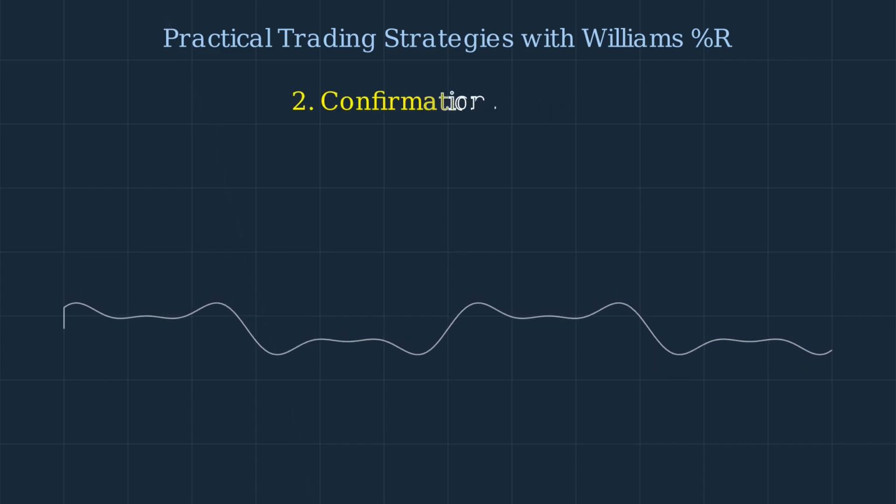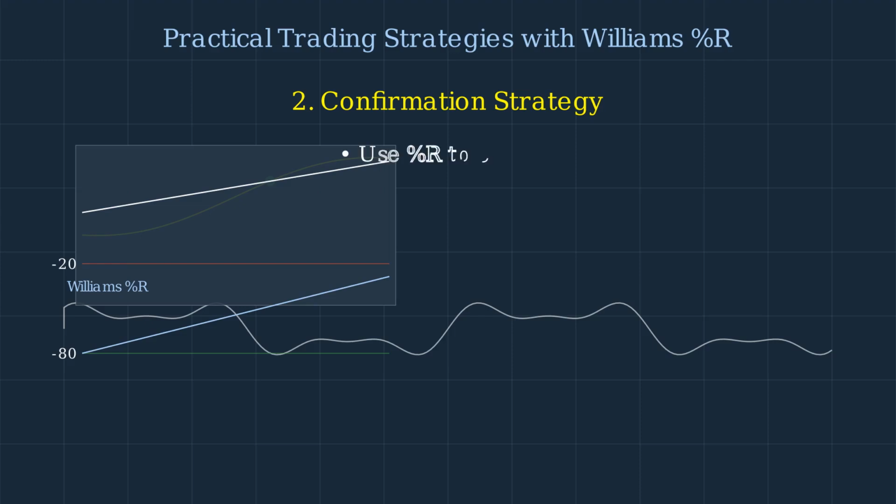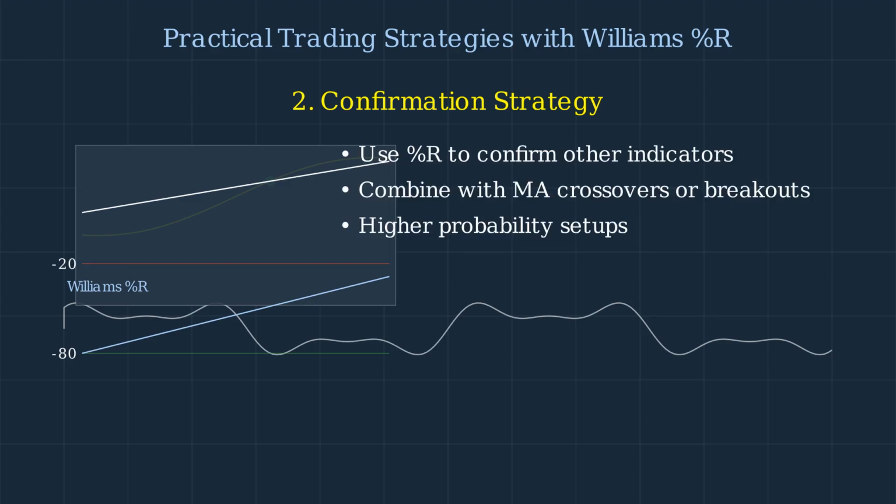The confirmation strategy uses Williams Cent R to confirm signals from other indicators. For example, a bullish MA crossover becomes more reliable when Williams Cent R is moving up from oversold territory. This approach creates higher probability setups by requiring multiple conditions to align.